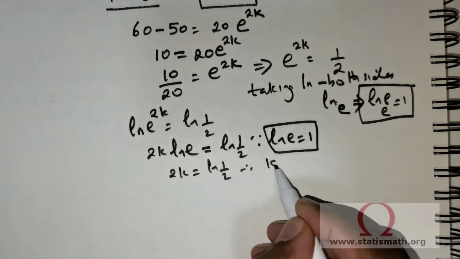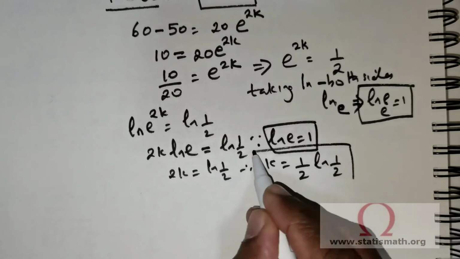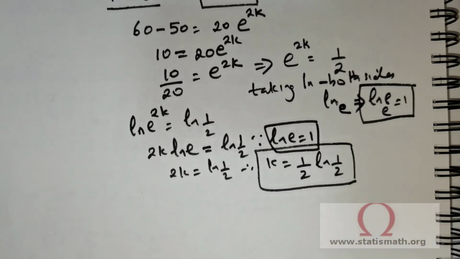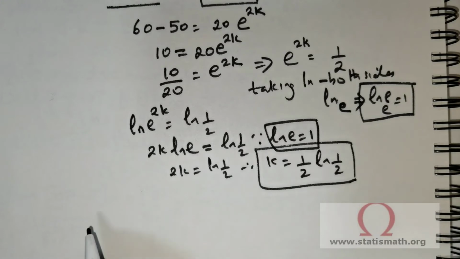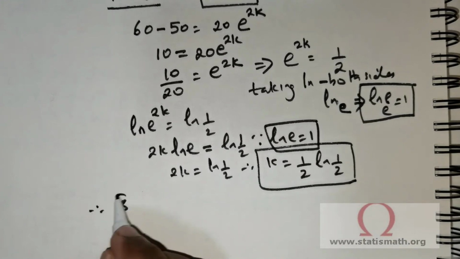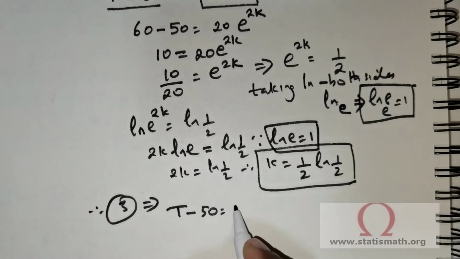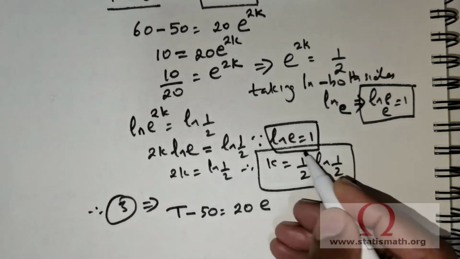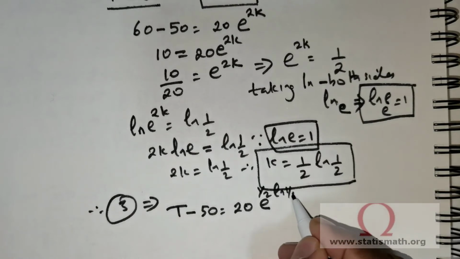So, therefore, k is equal to 1 over 2 times ln 1 over 2. So, this is the value of k. Now, having obtained the value of k, we are going to be using this system again. So, therefore, 3 can now be rewritten as T minus 50 is equal to 20 times e raised to the power. The value of k is 1 over 2 ln 1 over 2 times t.